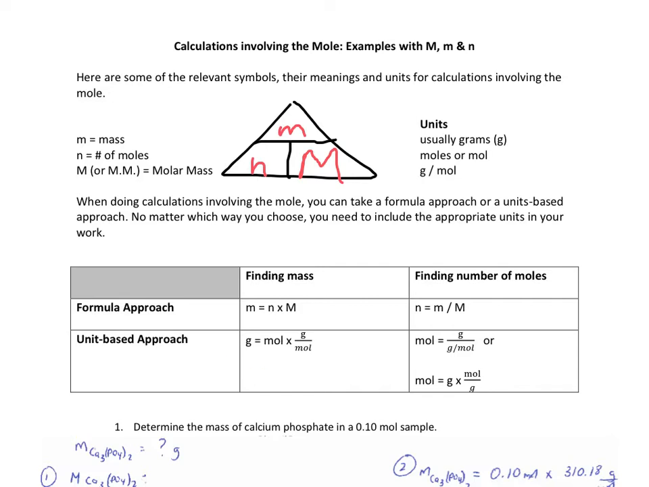But again, in looking at the units, taking the unit-based approach, when we're finding the mass measured in grams, we multiply the moles by the grams per mole, or we multiply the number of moles by the molar mass. And if we're trying to find the number of moles, we multiply the grams, and then we have to invert our conversion factor, or invert our molar mass, so that we get our grams canceling out. Another way of thinking of that is you're just dividing the mass by the molar mass as seen up here.